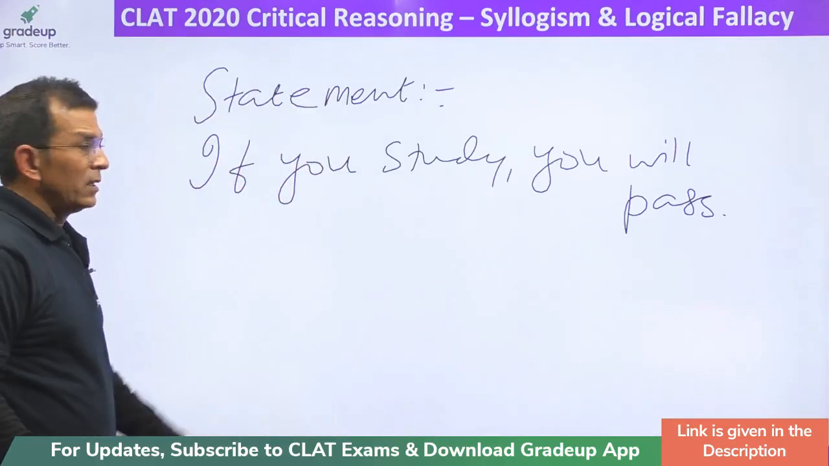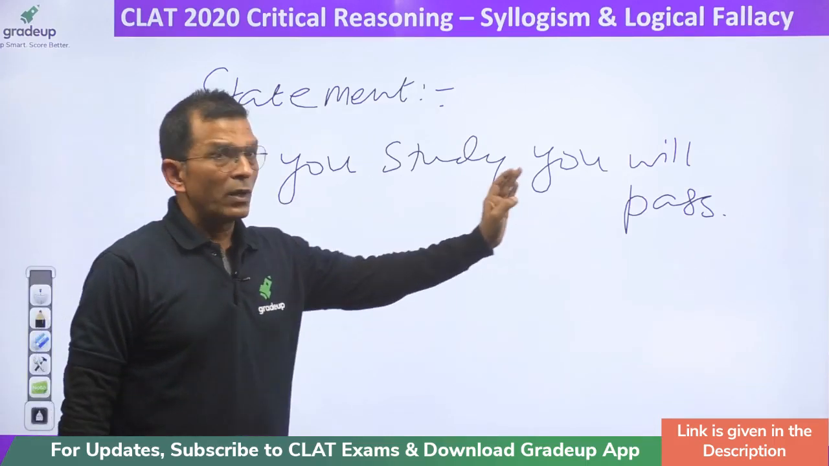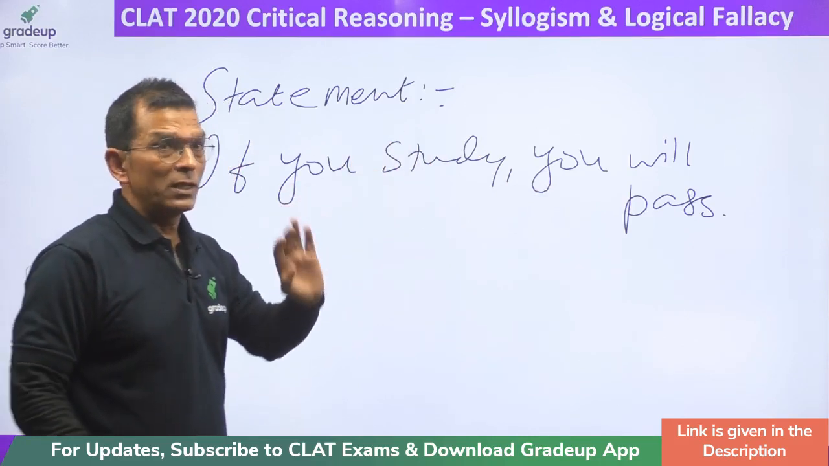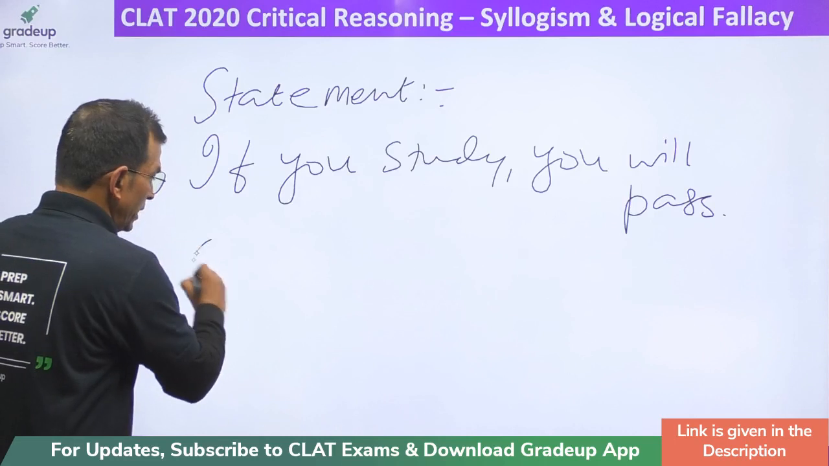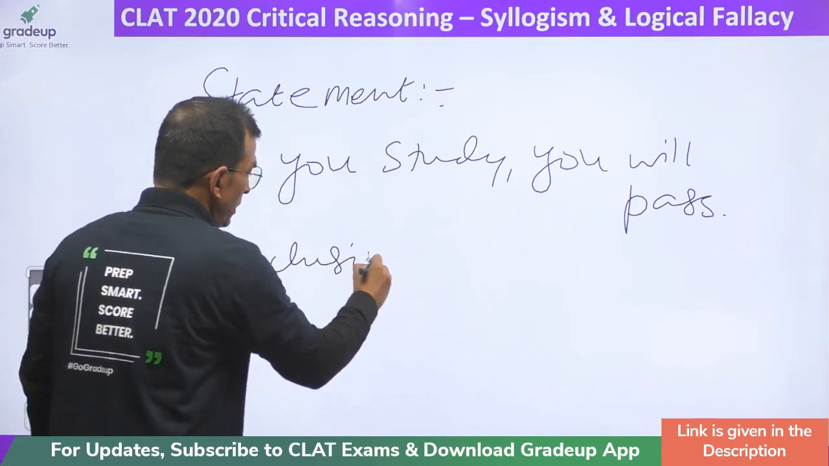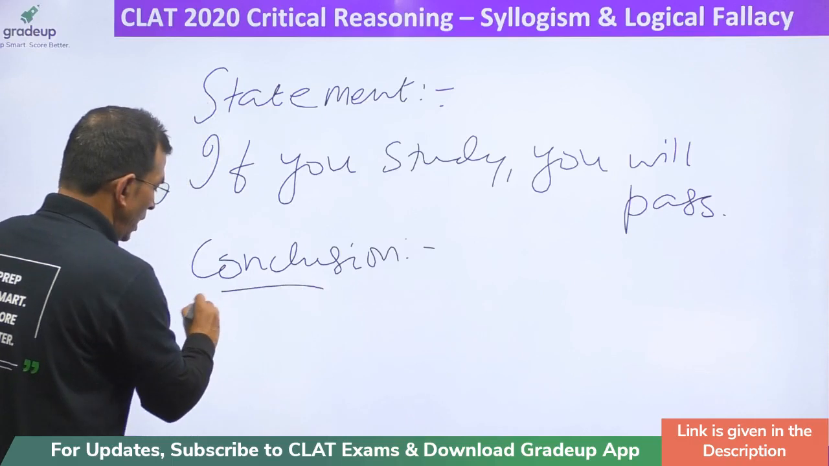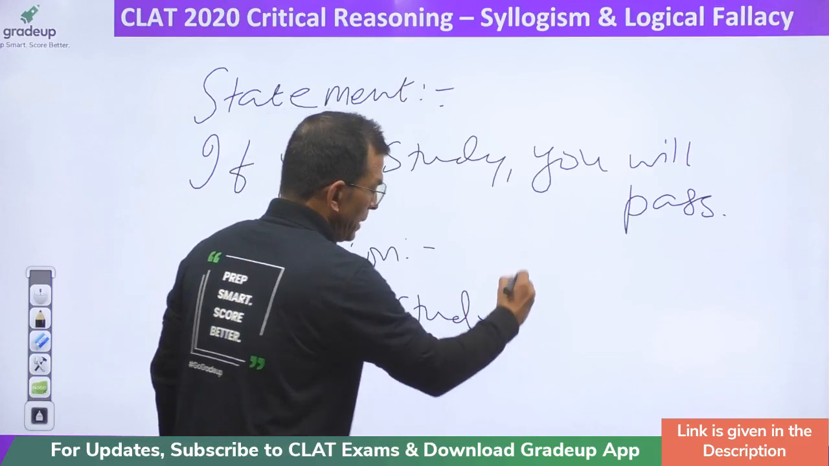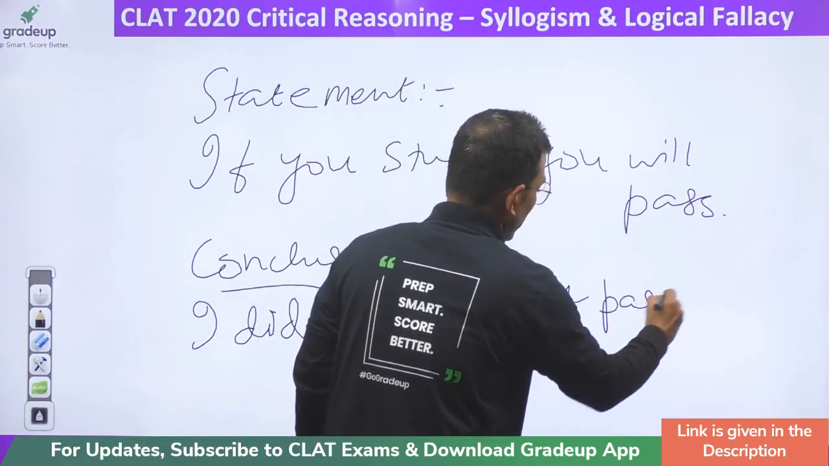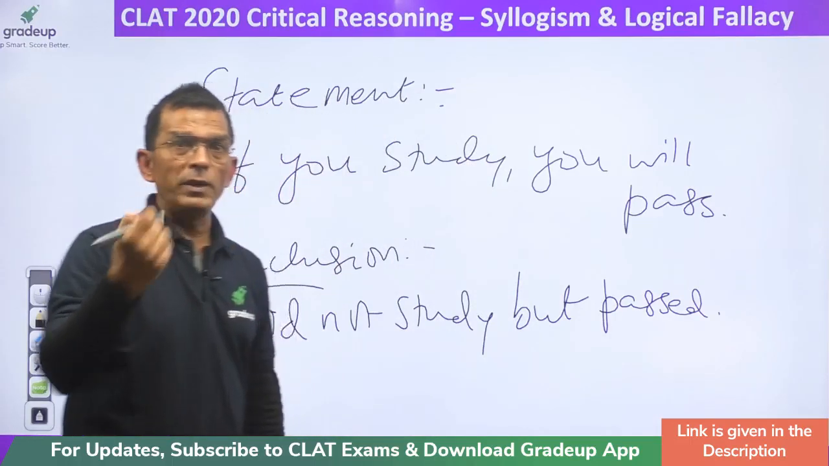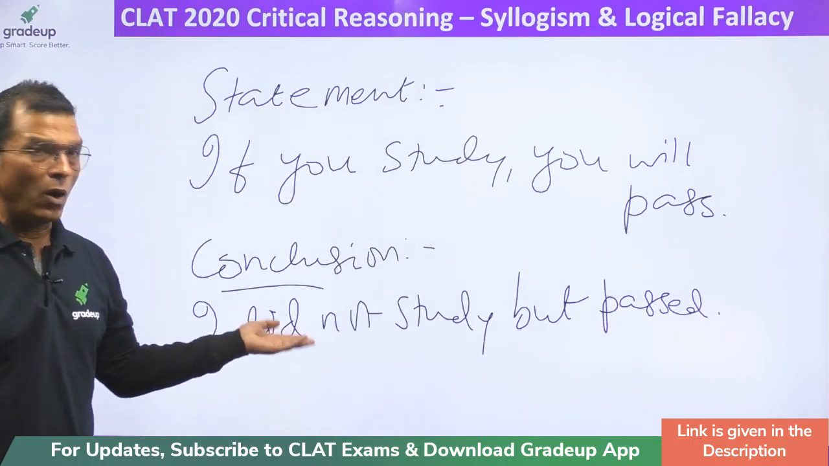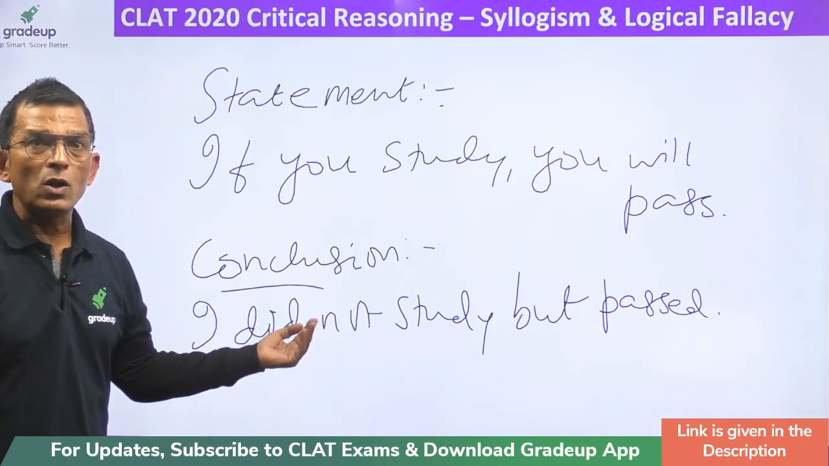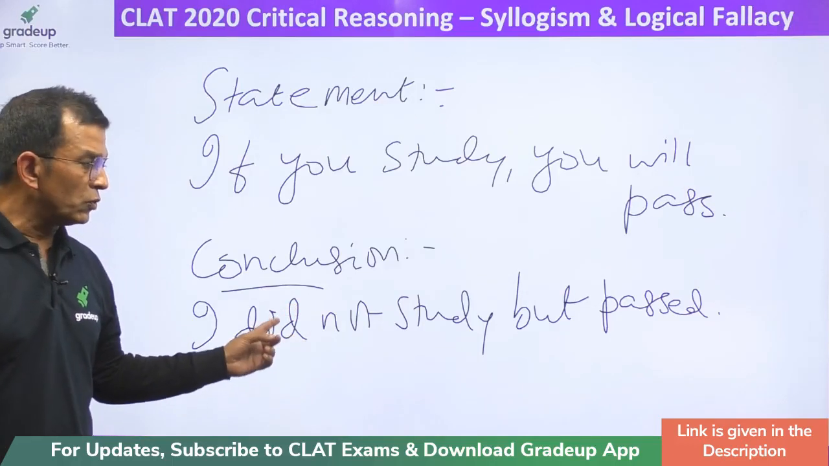Okay. Now look at this. If you study, you will pass. If you study, you will pass. My question is, there is a conclusion here. You need to tell me whether this conclusion is true or false: I did not study, but passed. Now you need to tell me whether this conclusion can be drawn or it cannot be drawn. Whether this conclusion is true, false, or maybe.